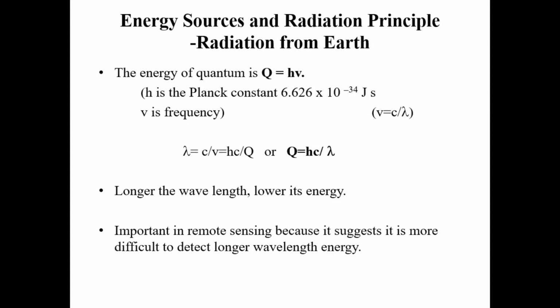And then the energy sources and the radiation principles. The primary source of energy that illuminates different features on the Earth's surface is the sun. Solar radiation arrives at the Earth at wavelengths determined by the photosphere temperature of the sun. Although the sun produces electromagnetic radiation in a wide range of wavelengths, the amount of energy it produces is not uniform across all wavelengths.